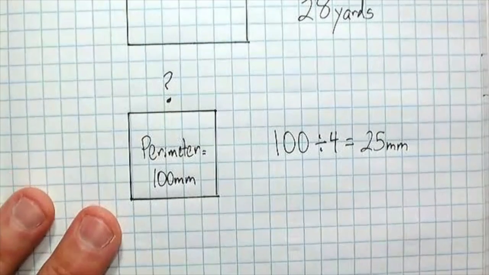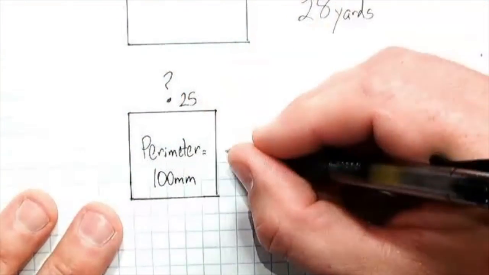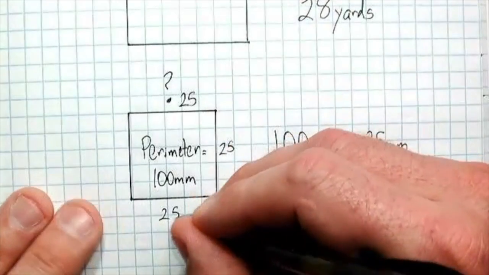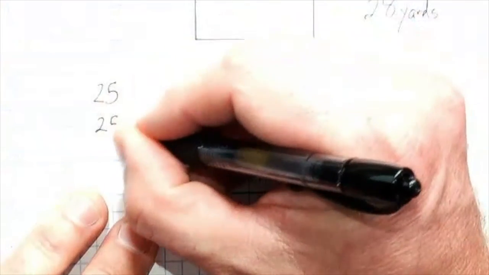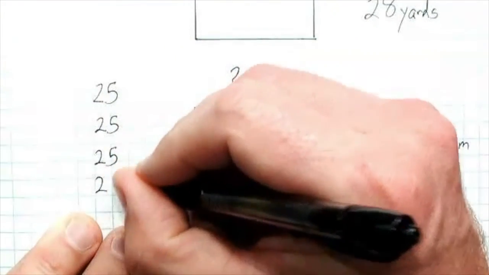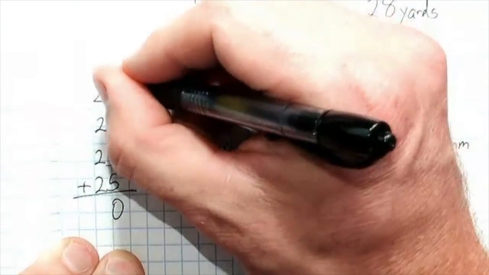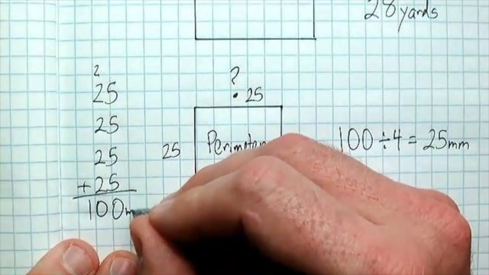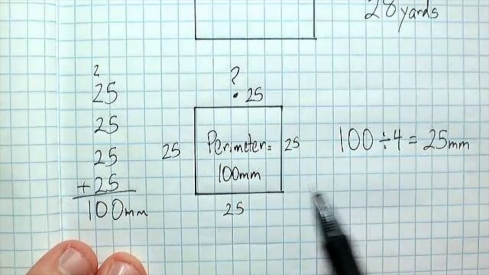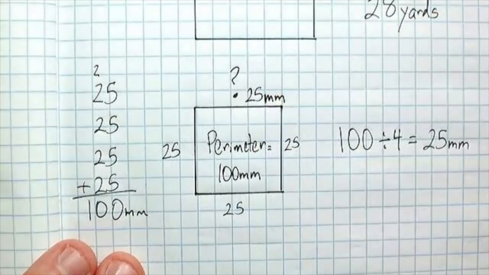And because I aspire to be an A plus student, I'm always going to check my work. Let's see. 25, 25, 25, 25. If I use addition, 25 plus 25 plus 25 plus 25 for all four of those sides, 5, 10, 15, 20, 2, 4, 6, 8, 10, 100 millimeters. Okay, so the missing side is 25 millimeters.